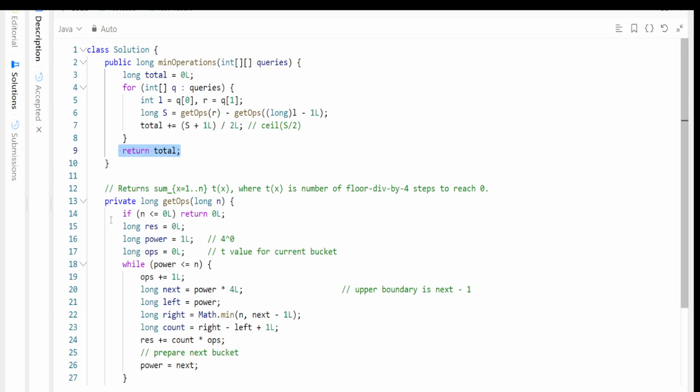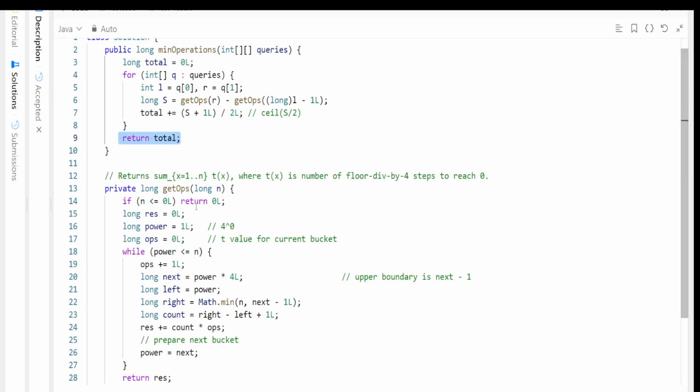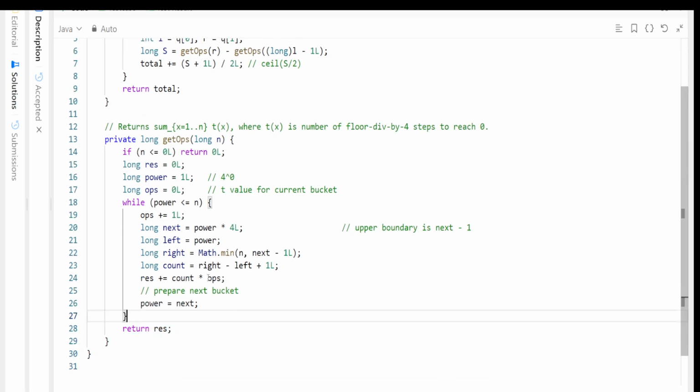Now understand how you find the ops. To find the ops, you will check the values, then you have to find the RES, and you have to return this RES result. So very first we know that we have to take the power, meaning 4 to the power 0, and we have to divide by 4 taking the floor value, right?